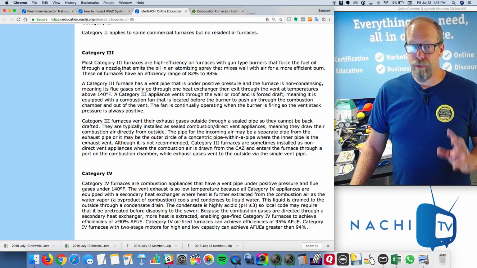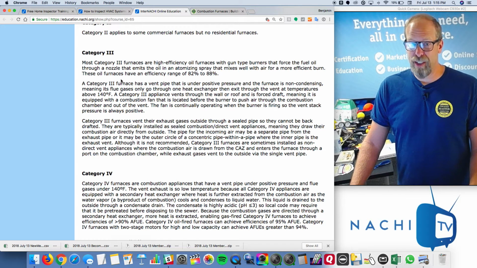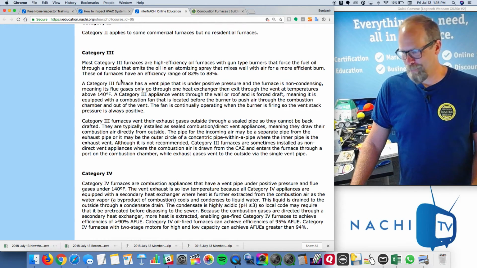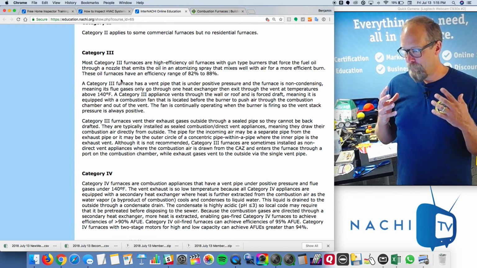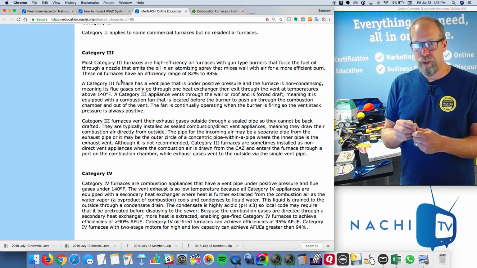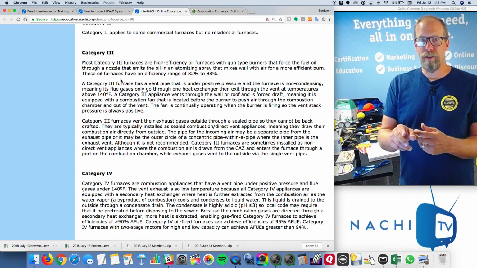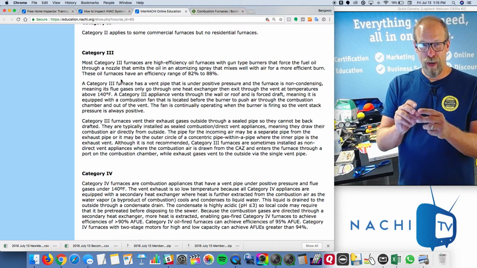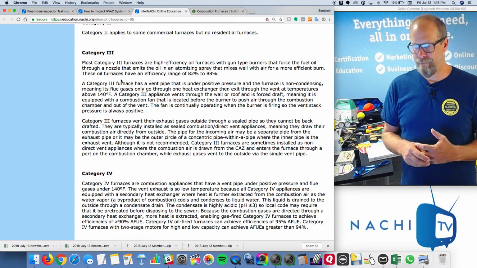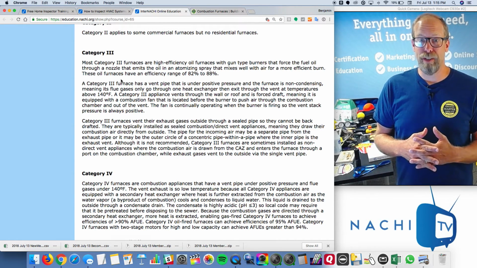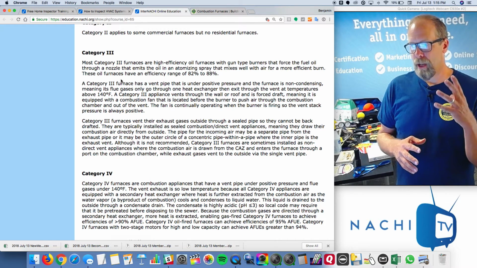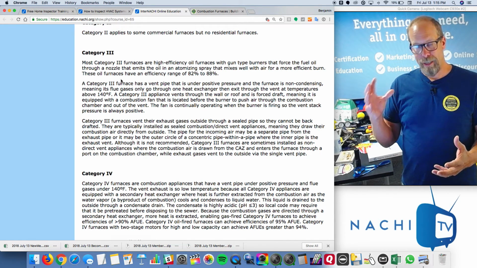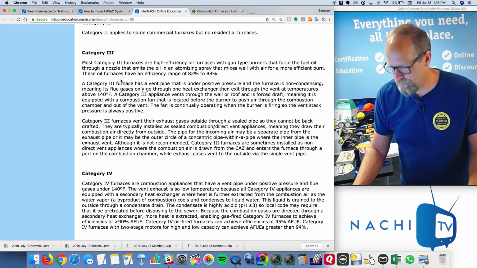Most category three furnaces are high efficiency oil furnaces with a gun type burner that force the fuel oil through a nozzle, which atomizes it, sprays it, and ignites it. And these furnaces have an efficiency range of mid efficiency, 82% to 88%.